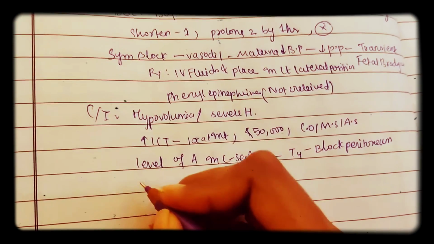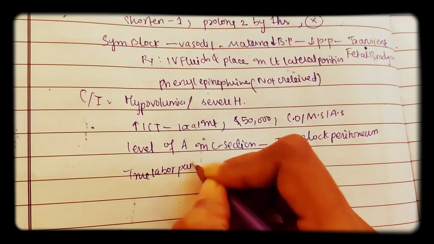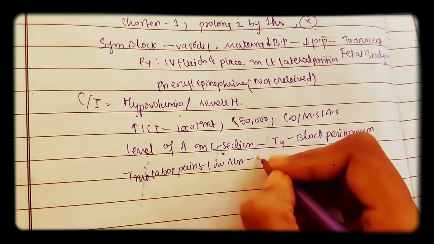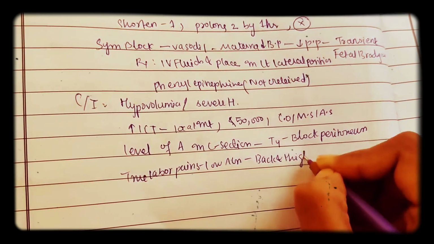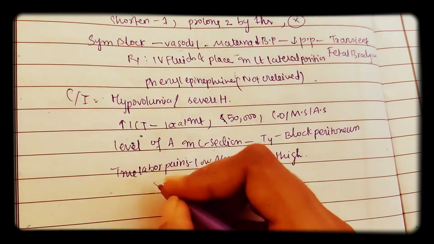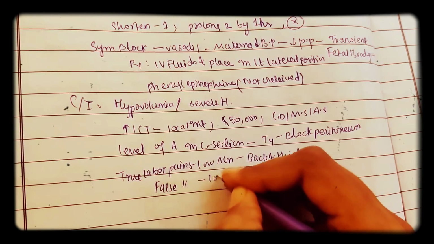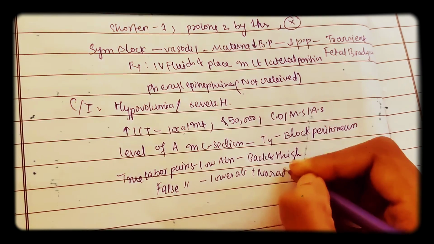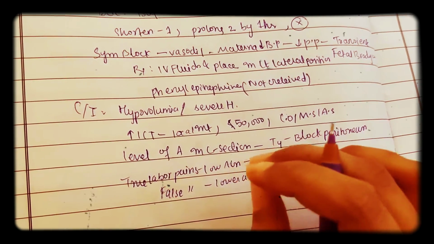So coming to true labor. True labor pains are seen in the lower abdomen and radiate to the back and thighs. So in true labor pains, the mother has pain in the lower abdomen and also in the back and also in the thigh. Coming to false labor pains. In false labor pains, there is lower abdomen pain plus no radiation. So if there is no radiation, then you can say it is a false pain. True pain you have in the back and thighs.